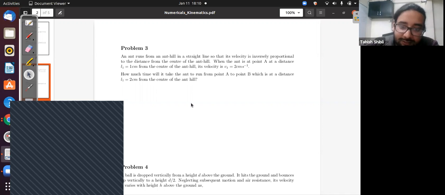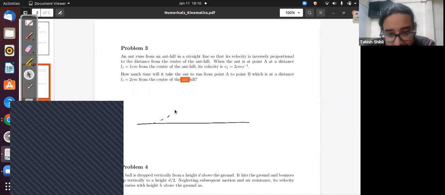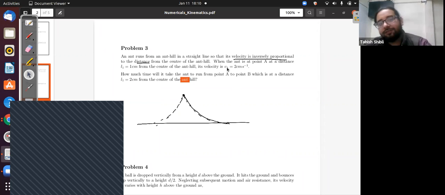So the question is something like this. You have an ant hill. You know how ant hills look, right? You have a hill here, essentially. And the ant is standing here and it's essentially coming down, such that the velocity is inversely proportional to the distance. Okay, go ahead. Should not require more than 2 minutes.